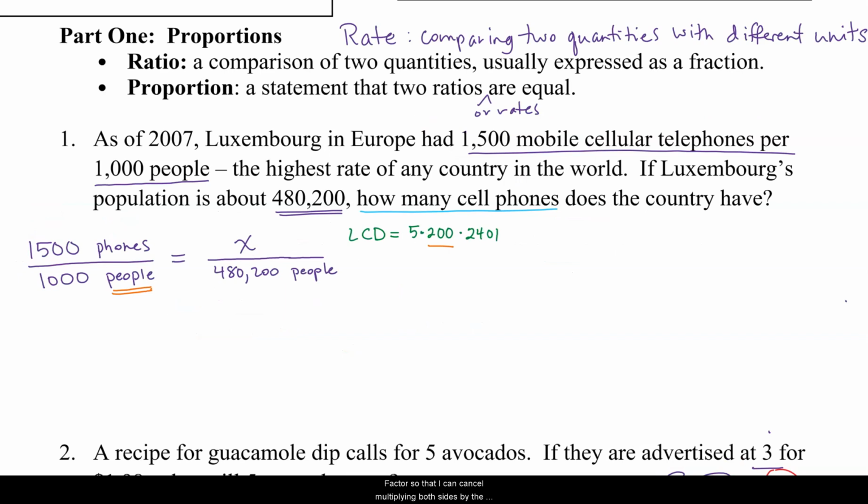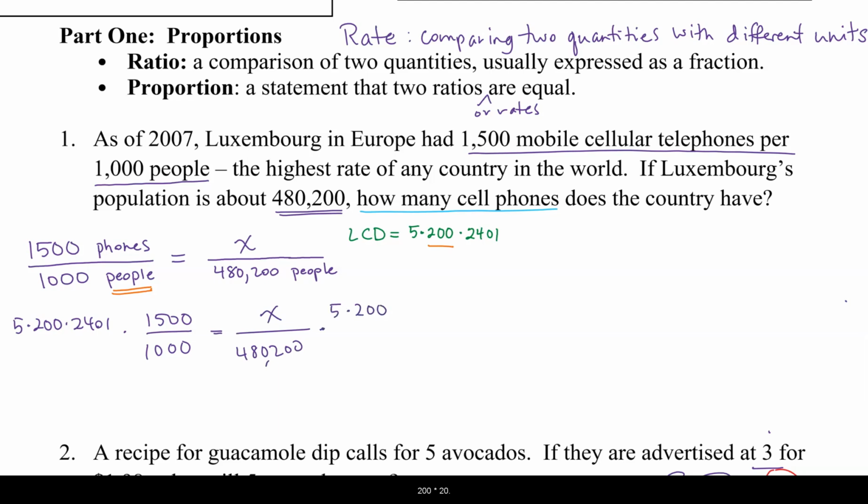Multiplying both sides by the LCD. Here we go. So 5 times 200 times 2401 times 1500 over 1000 equals x over 480,200 times 5 times 200 times 20 times 2401. And remember, we multiply by the LCD when we've got fractions. When we have whole numbers, we can put them into fractions over 1. And now we can cancel common factors. I know that 1000 is 5 times 200, so I can cancel those out.